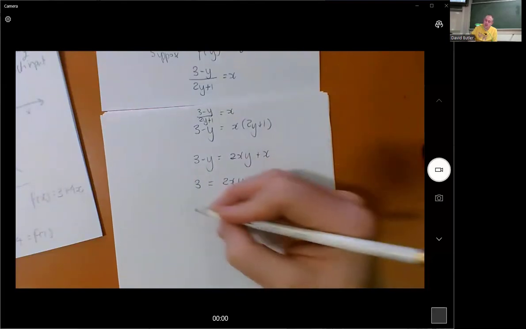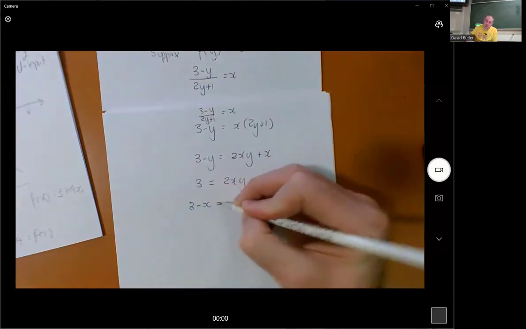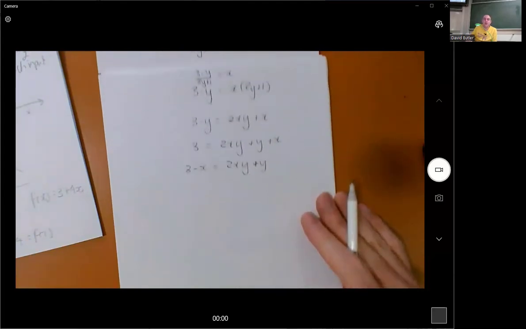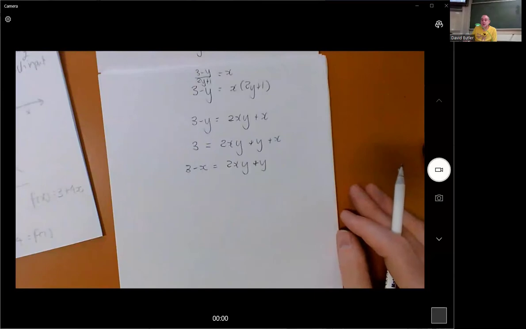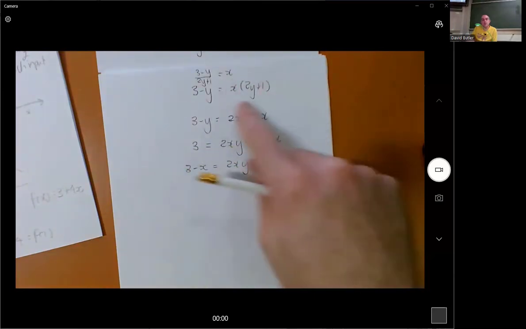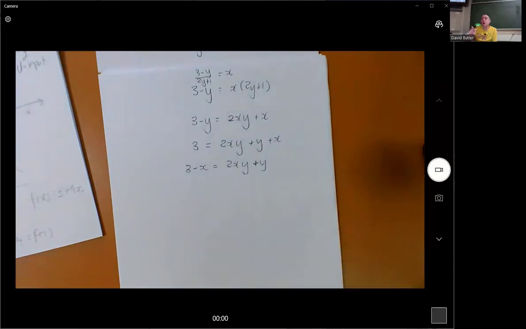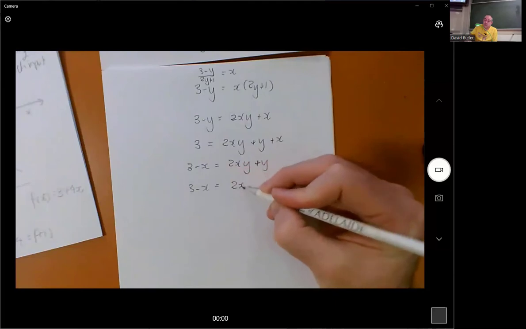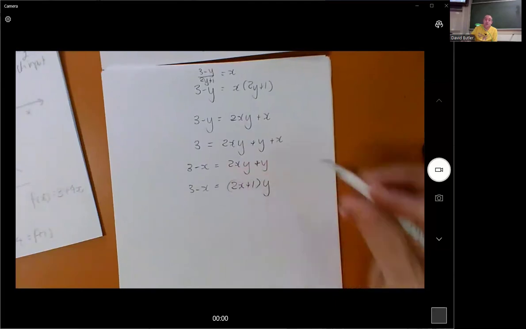And I'll move that x out the way. So now at least all the y's are together on the same side. And I noticed that if I did the opposite of this move, I would be able to have only one y written on the page. And so I can factorize to get 2x plus 1 times y.